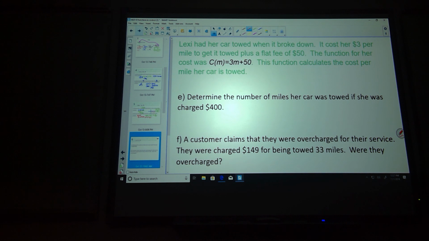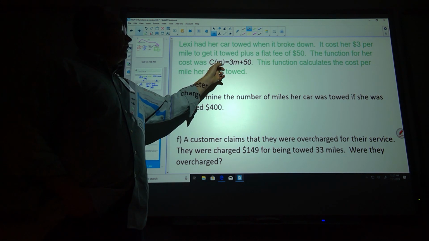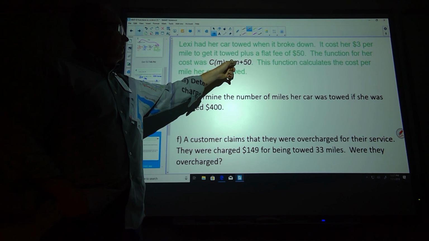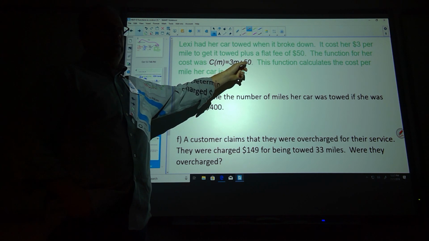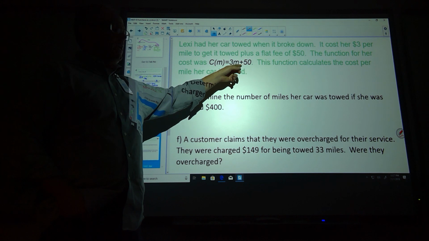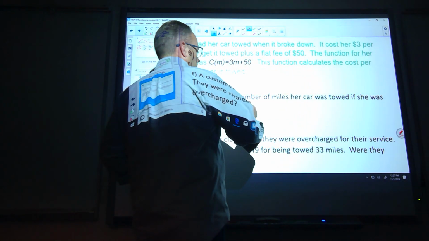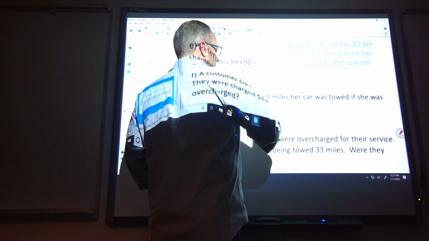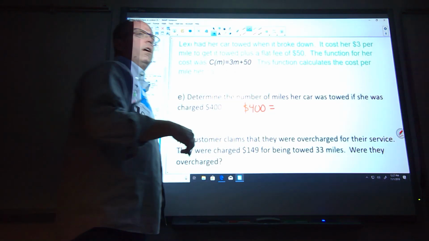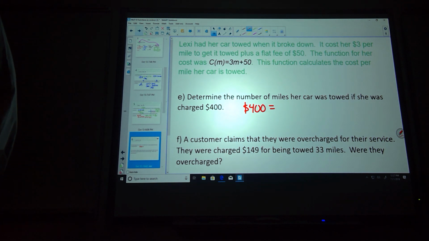All right, determine. So that's the same function, right? C of m equals 3m plus 50. Determine the number of miles her car was towed if she was charged $400. So we had been plugging in, like if we plug 10 in here, we'd get 30 plus 50, so we get 80. So how do we figure out what to do if Lexi said, "Hey, it was $400 to tow my car"?